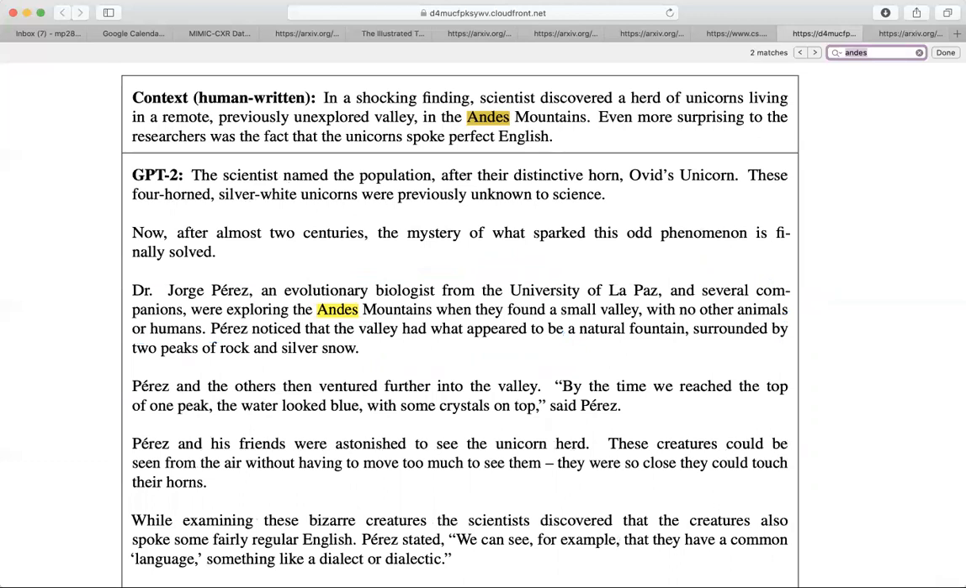Take a minute to look at it. In a shocking finding, scientists discovered a herd of unicorns living in a remote, previously unexplored valley in the Andes Mountains, which is obviously false, because unicorns are just imaginary animals. There are obviously no unicorns living in the Andes Mountains. But what we're trying to see here is that if we prime it, or give this as a context, would GPT-2 generate sentences or an article that is consistent with the context?